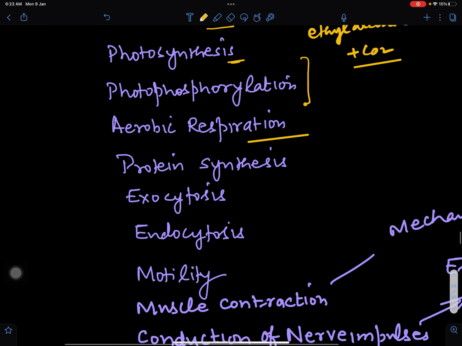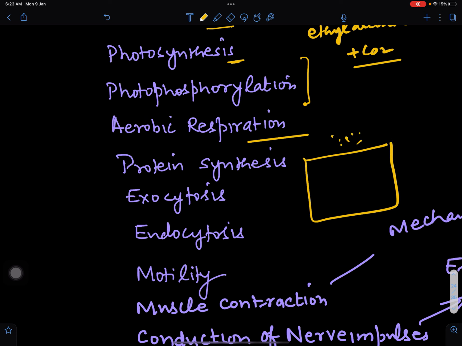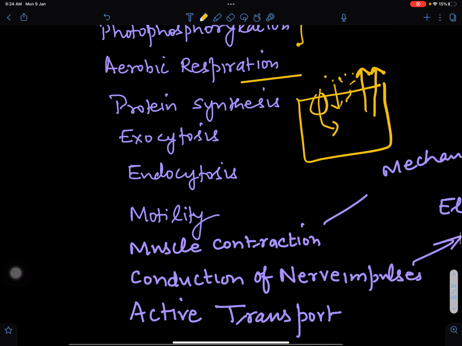Then formation of protein, exocytosis. Like this is a cell, if something is present here, this may come inside, or this may be released outside. When this is coming inside, this is called endocytosis, and when it is being released outside, this is called exocytosis. So again, during exocytosis as well as during endocytosis, energy is used.